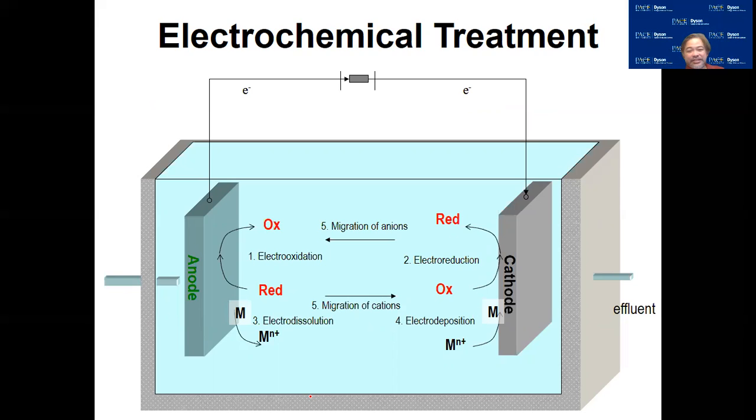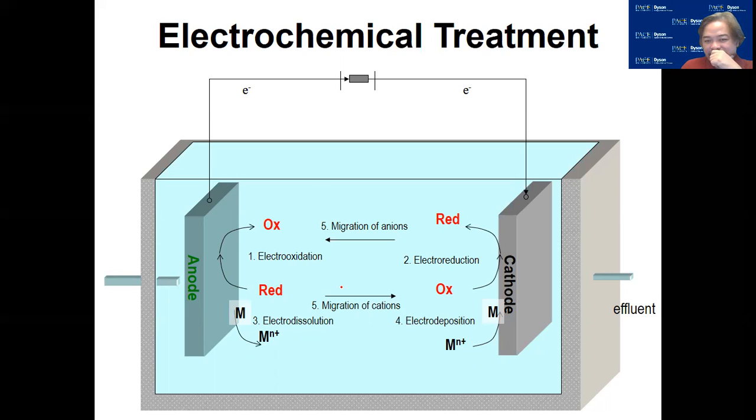So you have here the electrodes. If you recall your electrochemistry, the LEO and GER thing, you have the anode where oxidation takes place, and you have here the cathode where reduction takes place. So what happened here? In the anode, you have your metal becoming oxidized. And in the cathode, you have your charged metal, not really charged metal, we could say metal ions, that is converted to metal.